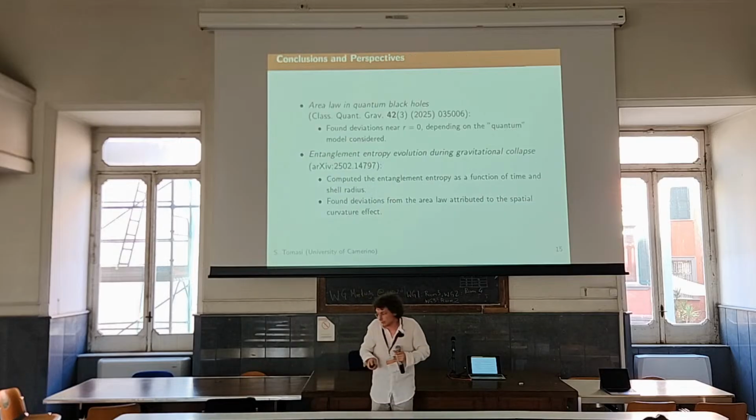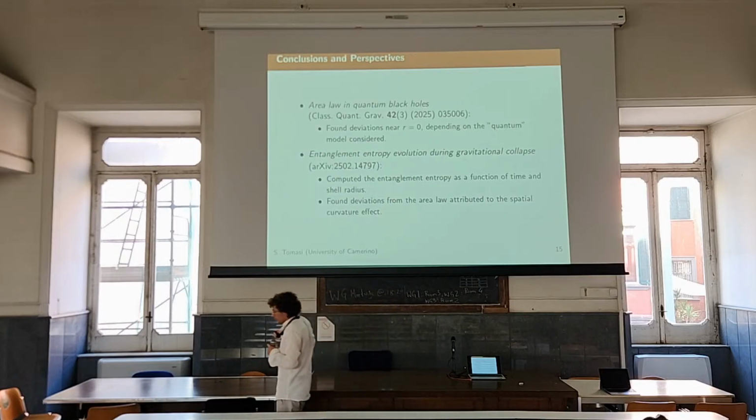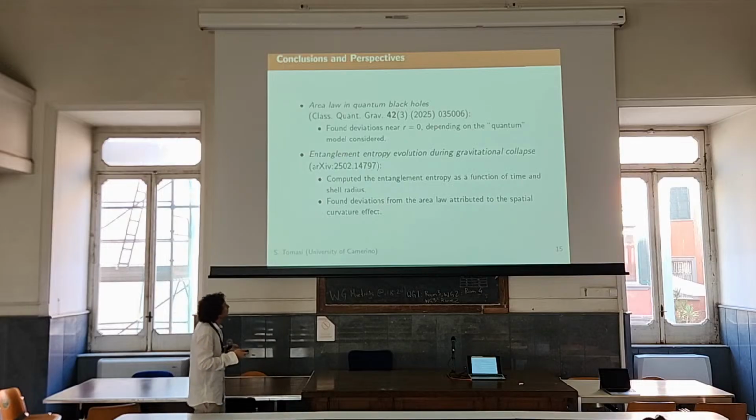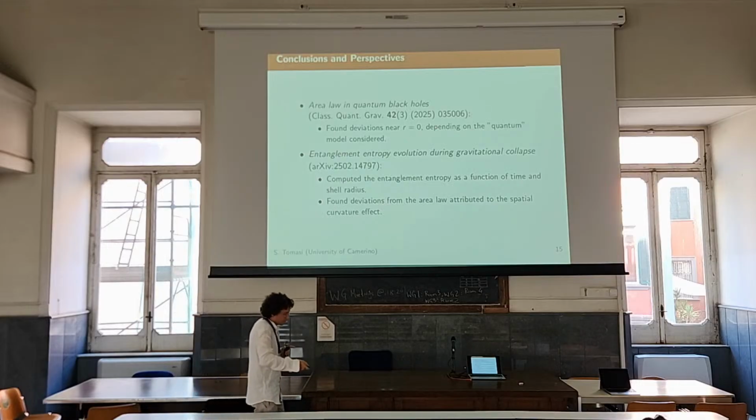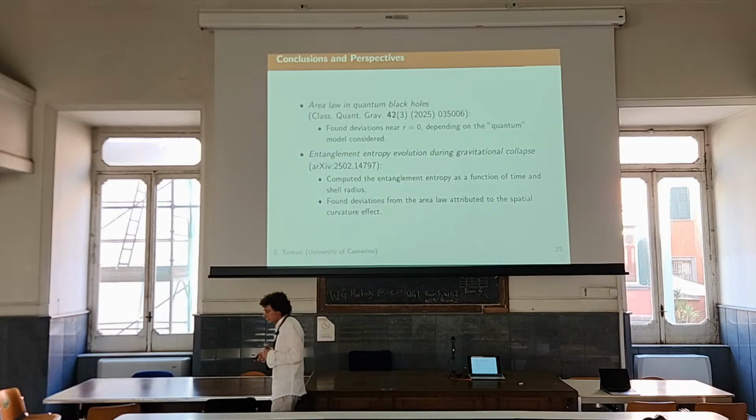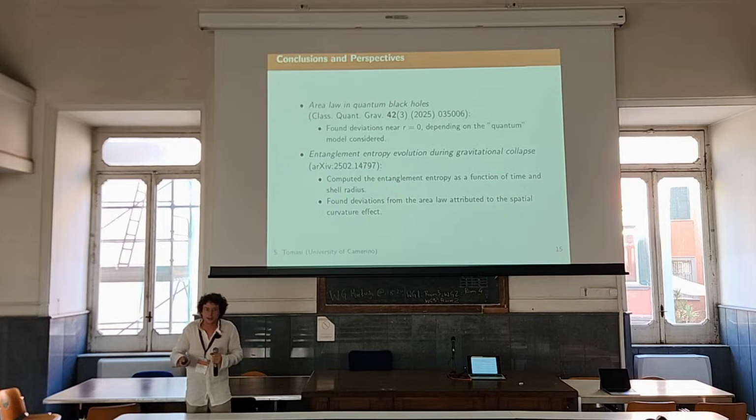Okay, so to conclude, I've shown you the work that I've done in the two papers. The first was RLO in quantum black holes, which is published, and here we found deviations near the origin, which depend, of course, on the quantum model for the black hole we are considering, and we also considered some regular spacetimes like Hayward.